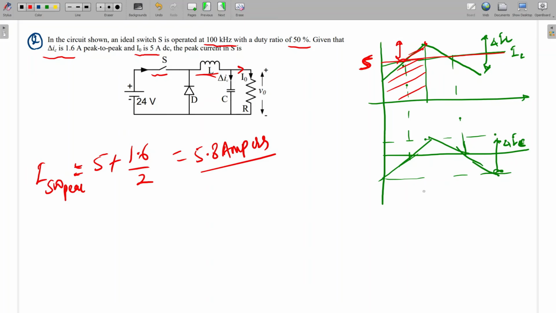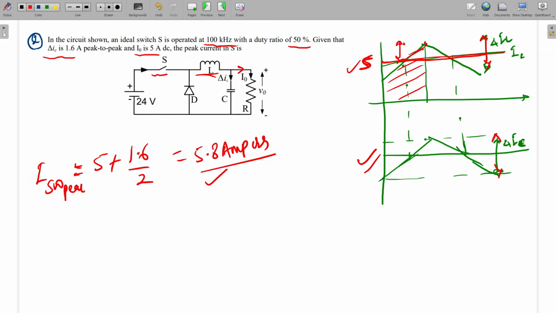Is it clear? We just have to see this waveform, the capacitor current and inductor current. The ripple in the capacitor current will be the same in the inductor current. We know the average value, just add delta IL by 2. So 5 plus 1.6 by 2 will be 5.8. I think it is also a 2 marks question, maybe.